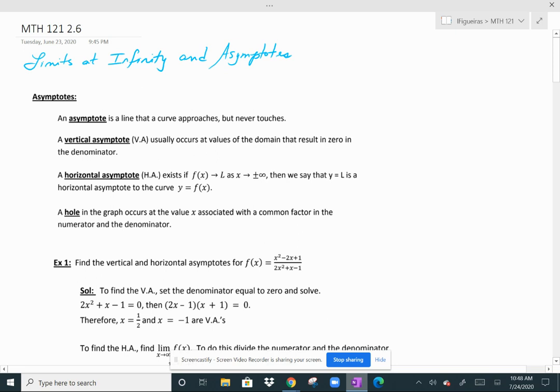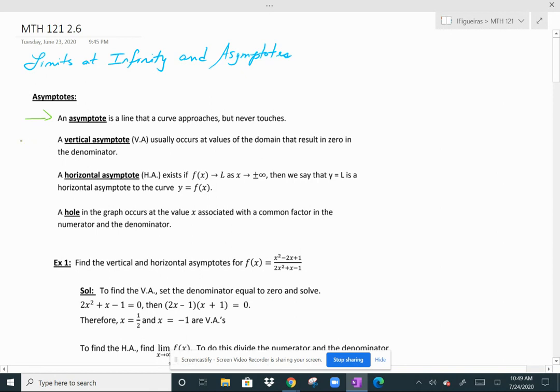Hi, this lesson is about limits at infinity and asymptotes. So we'll be talking specifically about vertical and horizontal asymptotes. So what is an asymptote? In general, an asymptote is a line that a curve approaches but doesn't touch.